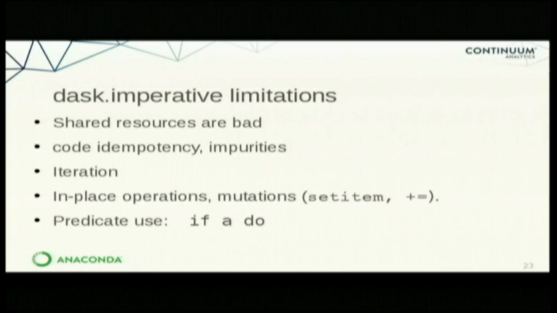A dask imperative value can't be iterated over since it's lazy, and you can't use it as a predicate in Python and say "if my dask imperative value, then do this," because it doesn't have a truthiness value to it. And you also can't change them in place.